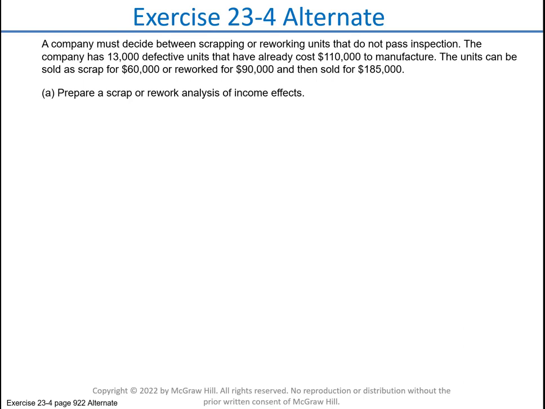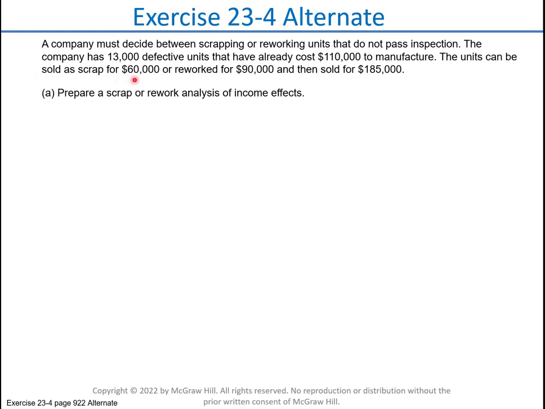In this exercise, we will look at scrap or rework. This happens when they produce a product that is not perfect and they need to rework it, or maybe just sell it as a product that they could not sell for full price. So it's a defective unit. They have 13,000 defective units, and they've already spent 110,000. This is considered a sunk cost. Sunk costs, as you'll recall from Chapter 23, are not relevant, so we will exclude the 110.